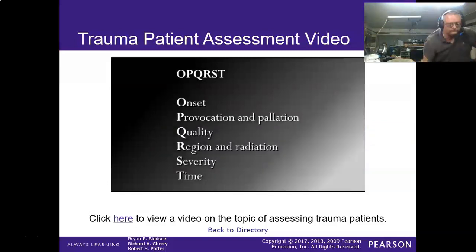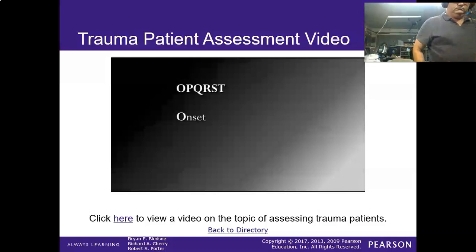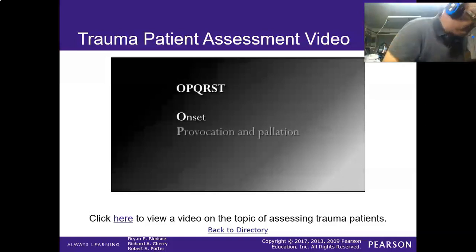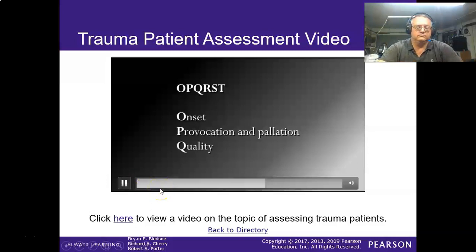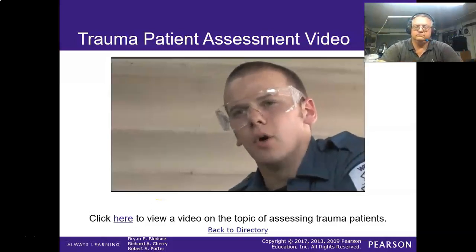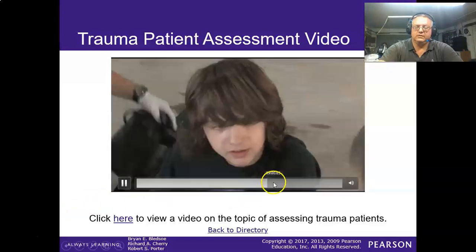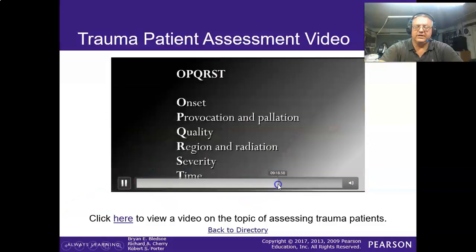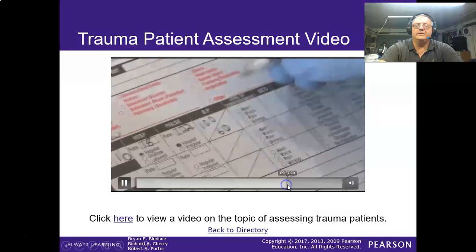OPQRST can help explore a complaint of pain. O stands for onset. You would ask what the patient was doing when the pain started or what caused it. P stands for provocation and palliation, meaning what makes it feel better or worse. Q stands for the quality of pain. To assess quality, you will ask the patient to describe what the pain feels like. They should give you an answer such as sharp, or pressure. You guys are good with that part of it.